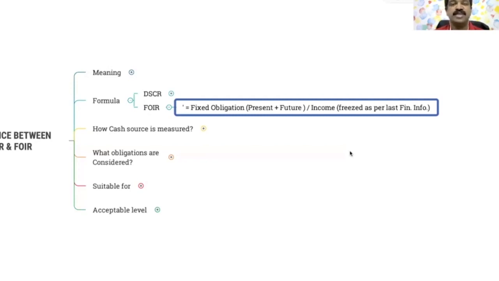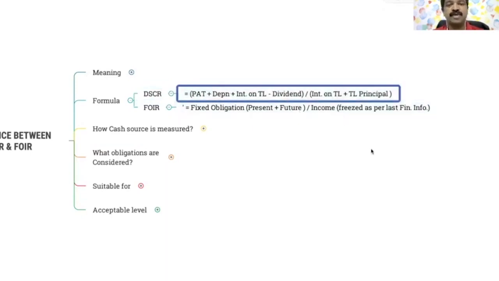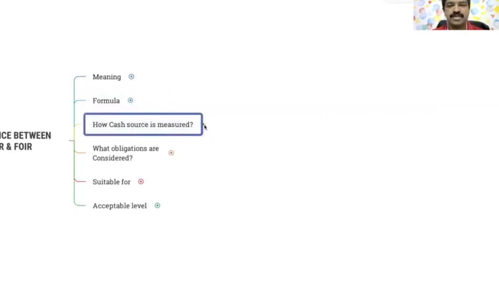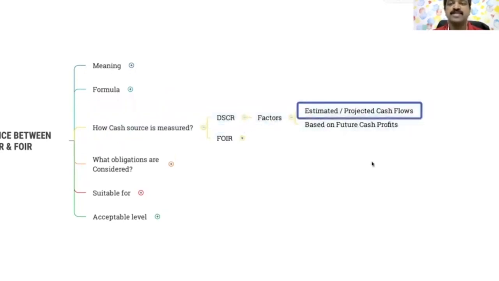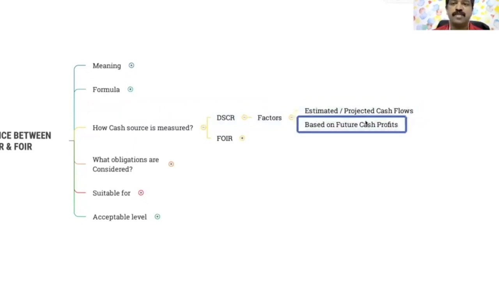Okay, so that's the distinct point when it comes to FOIR, because in DSCR, what you are going to do is you are going to arrive at cash profit for future, and in future, this cash profit can be estimated to increase. That's what I have in next point. Look at here. How cash source is measured. If you take DSCR, it factors estimated projected cash flows, which can be based on future cash profits, and this future cash profit can be estimated to increase.